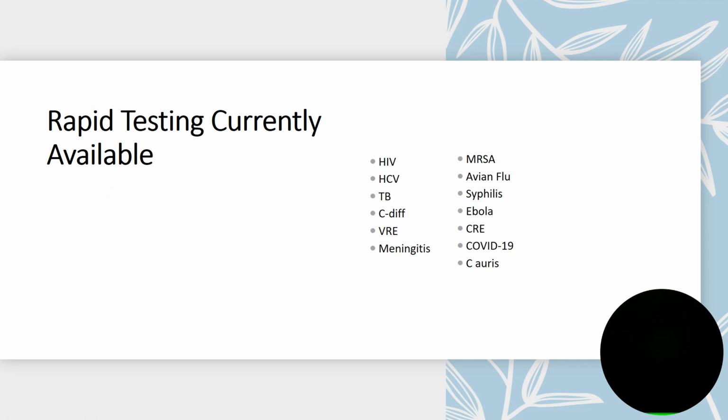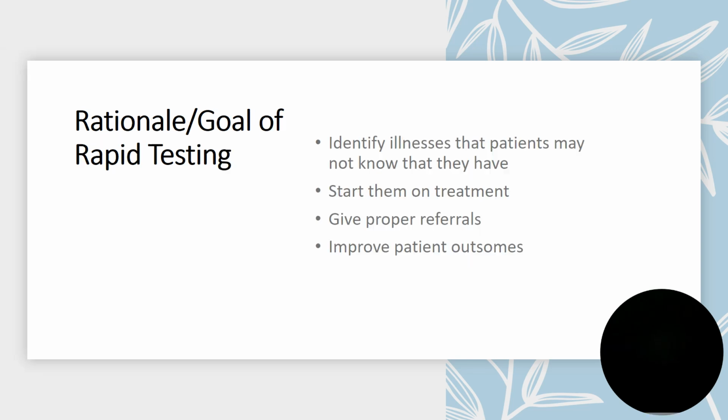One thing to really help with diagnostics is rapid testing, the ability of rapid testing, which is now the standard of care. If you look at the listing, we have rapid testing for C. diff, for VRE, for CRE, and Candida auris, and the list will continue to grow. Absolutely everything is going to rapid testing, and it has a fabulous rationale. This is also known as point of care testing. Fingerstick testing done at the site can identify illnesses that patients may not know they have, start them on treatment, give them proper referrals, and improve patient outcomes. Awesome.